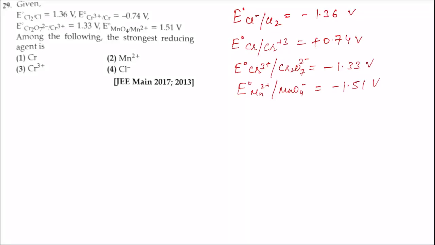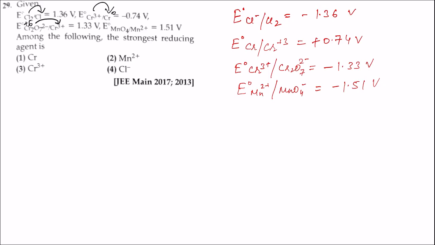Given reduction potential values, among the following, the strongest reducing agent is? Now in this question, all these values are reduction potential values, as can be seen. Chlorine changing into chloride is reduction. Chromium from +3 oxidation state changing to 0 oxidation state is also reduction. Cr2O7 2- to 2 Cr3+ is also reduction, because in Cr2O7 2-, the oxidation state of each chromium atom is +6. So +6 to +3 is reduction.